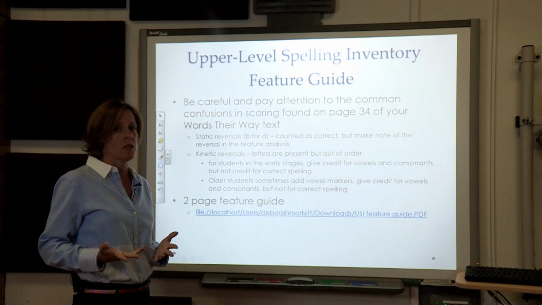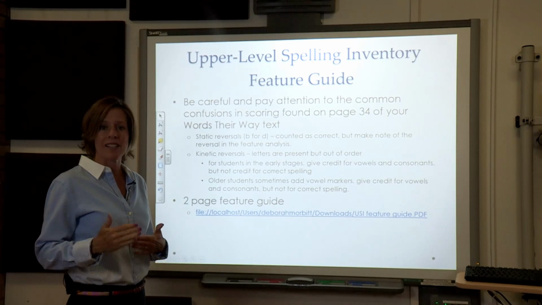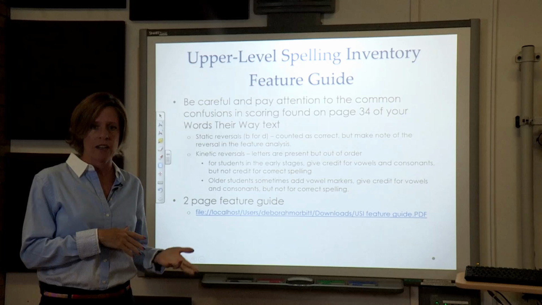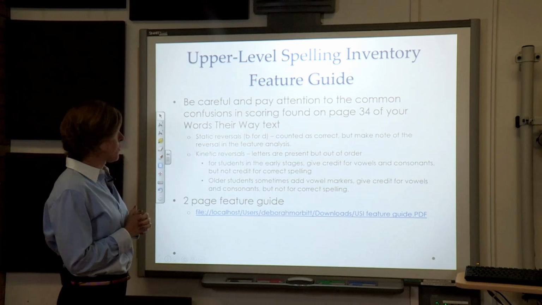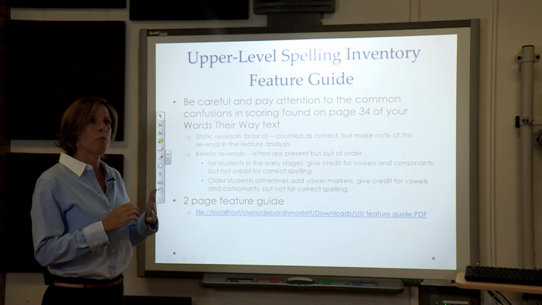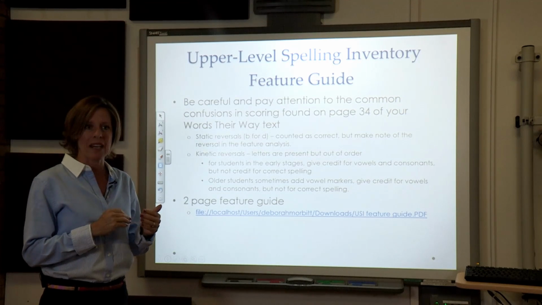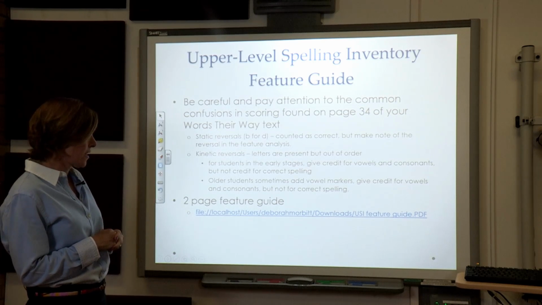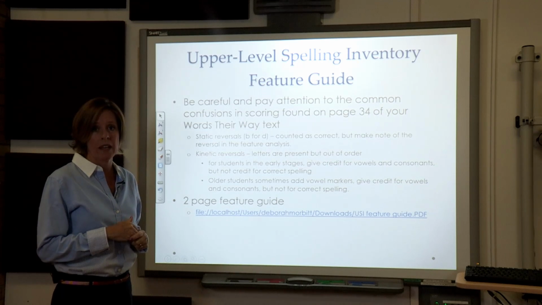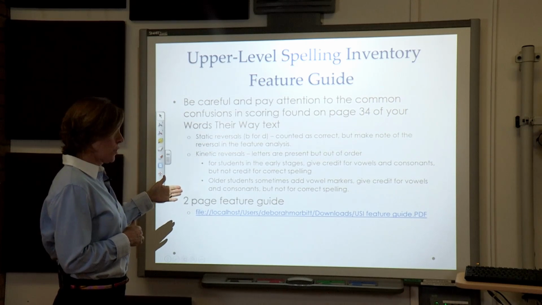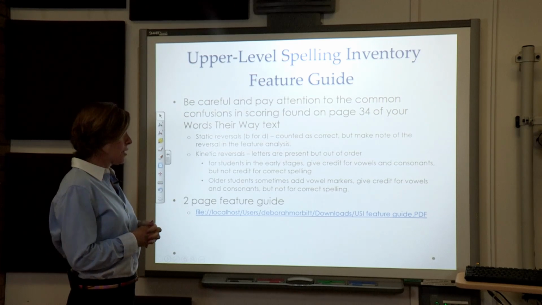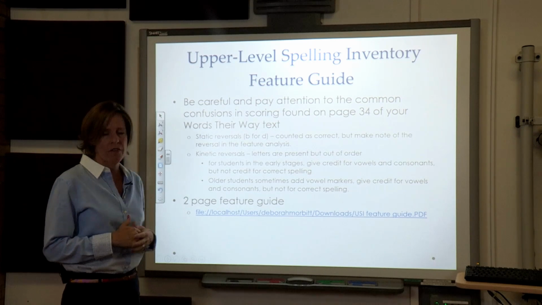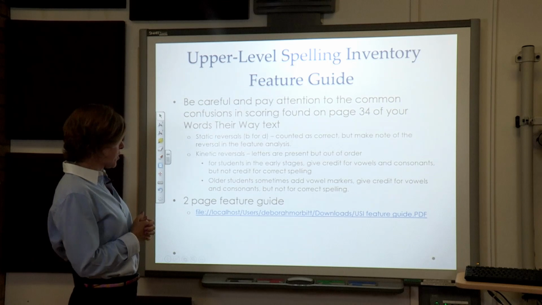It's like in any assessment, even a running record, you may not mark it as incorrect, but you are going to make an annotation about it, so when you go back to analyze that data, you know what's going on. And kinetic reversals. Those are letters that are present but can be out of order. A lot of times this can happen with vowels, or we have an added vowel. Early stages, we give credit for vowels and consonants, but we don't give credit for the correct spelling if those are out of order. And with older students, or let's say more advanced stages, sometimes they add a vowel marker. Again, we give the credit for the vowels and consonants, but not for the correct spelling. We see this when we do the feature analysis.